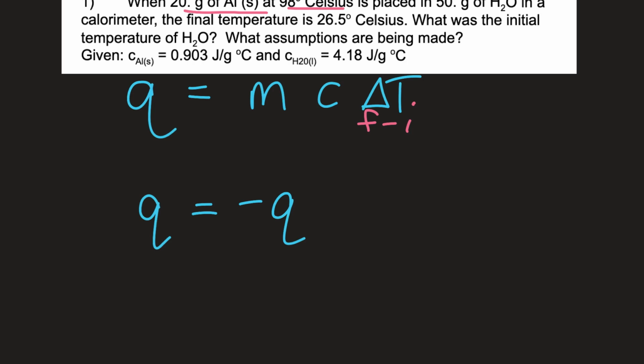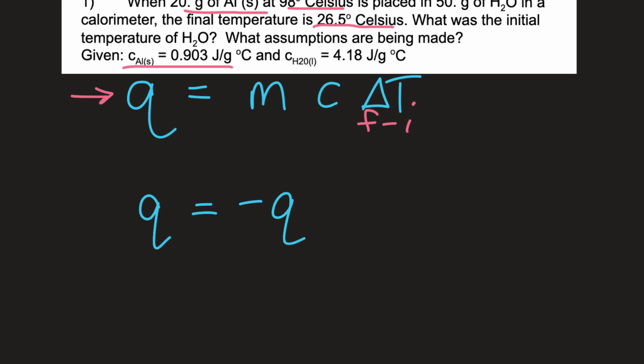You do have the mass of the water, but we're not going to worry about that now. And then it says the final temperature in the calorimeter is 26.5 degrees Celsius. So that's actually going to serve as your final temperature for both the aluminum and the water. The ultimate question is the initial temperature of the water. So right now, it appears here that we have 4 variables, but actually since it's final minus initial temperature, there are 5.